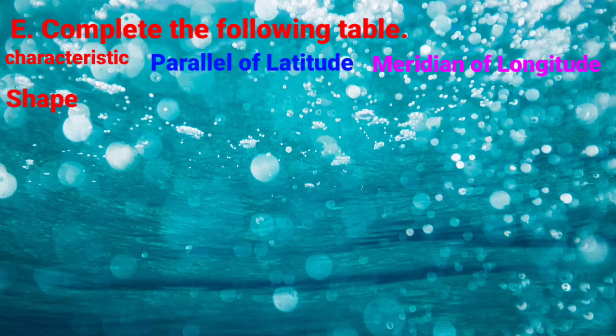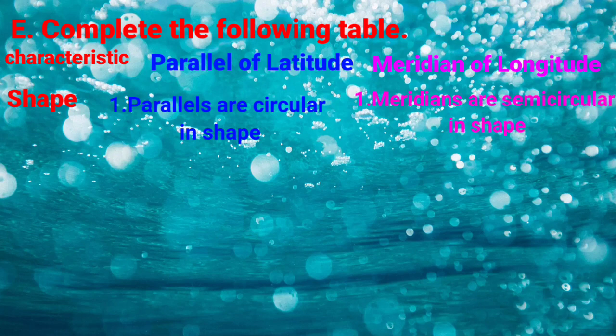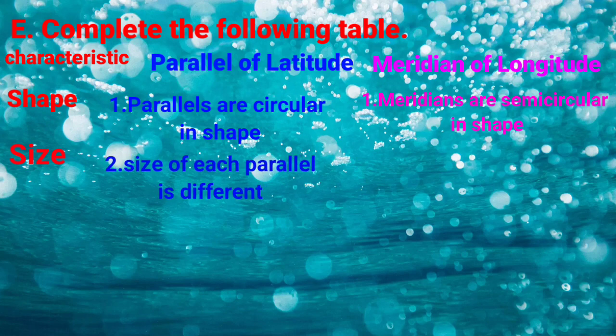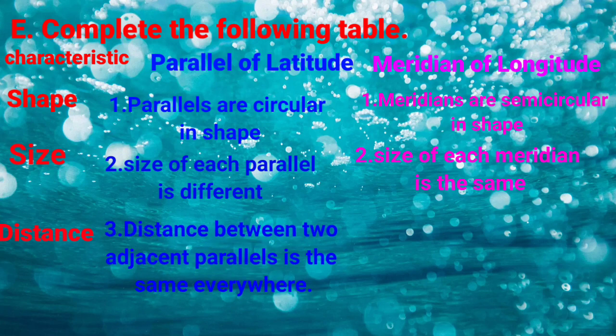First characteristic, shape. Parallels are circular in shape and meridians are semicircular in shape. Second, size. The size of each parallel is different. The size of each meridian is the same. Third, distance. The distance between two adjacent parallels is the same everywhere. The distance between two meridians is larger at the equator and the same decreases towards the pole.